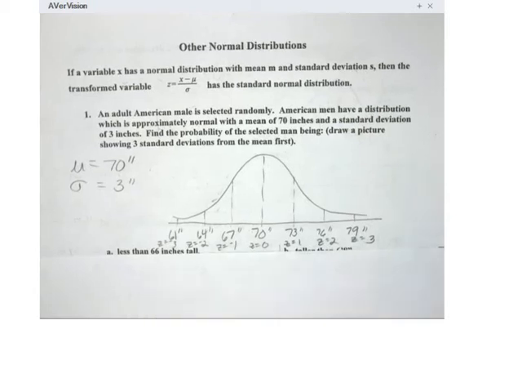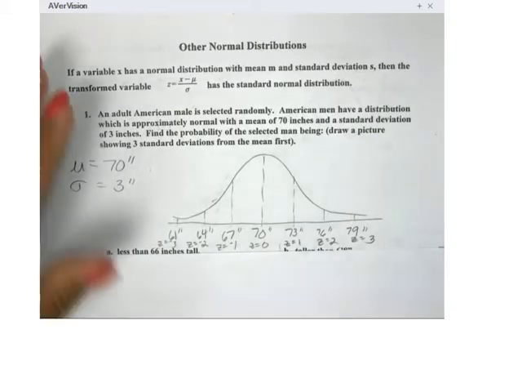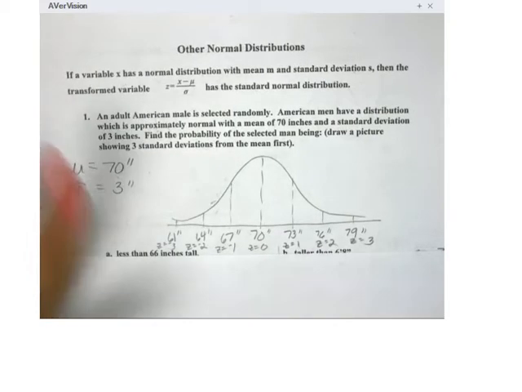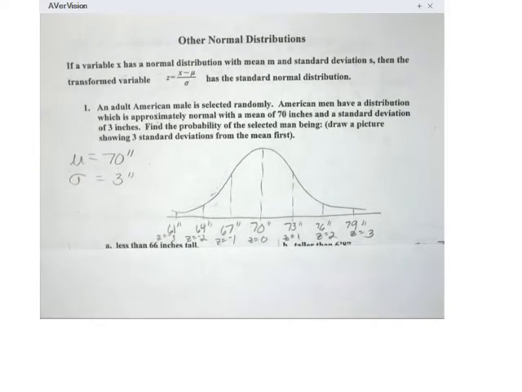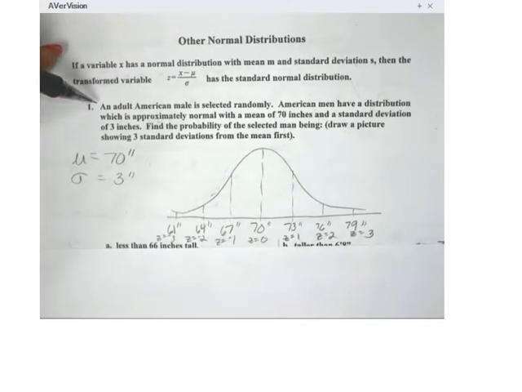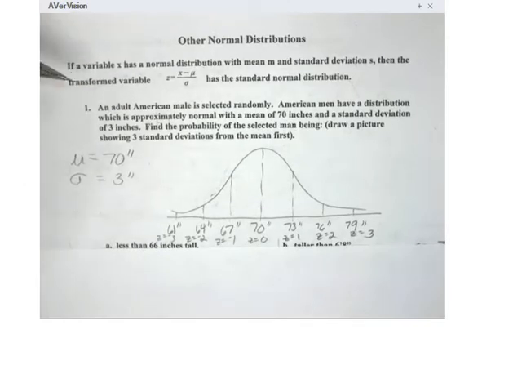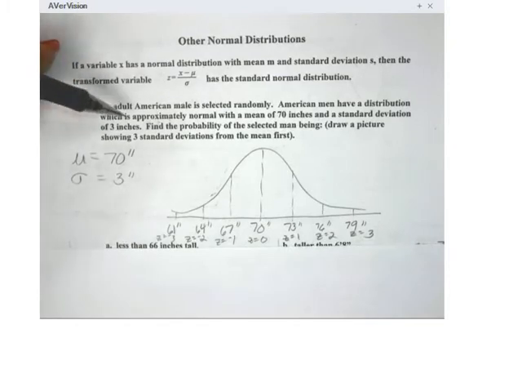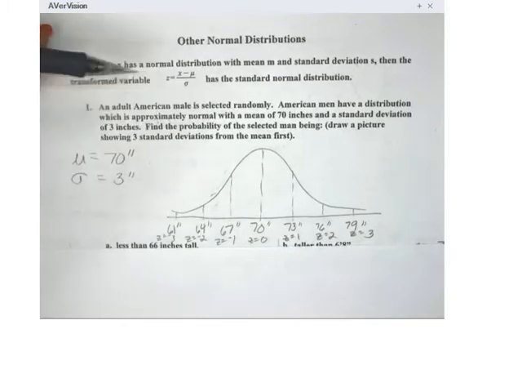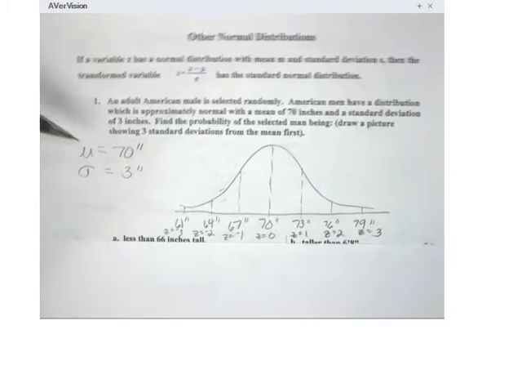Now we're ready to look at converting other normal distributions to the standard normal distribution. Let me go right to an example, and hopefully you're already seeing the connection. An American adult male is randomly selected. American men have a distribution of heights that is approximately normal, with a mean of 70 inches and a standard deviation of 3 inches. So I wrote that information down.